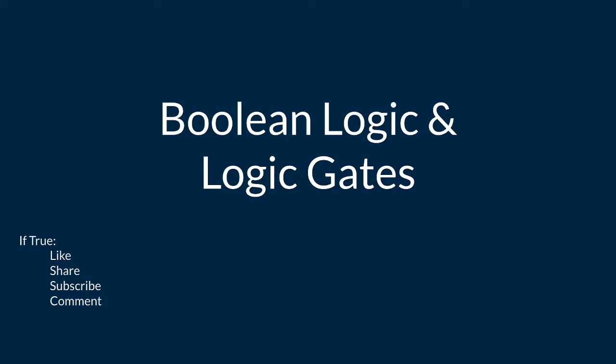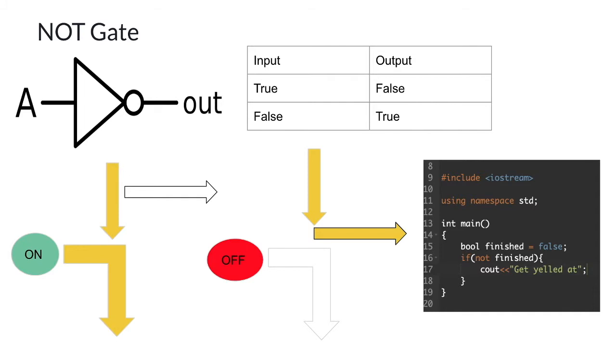So right off the bat, the first thing you need to know is that Boolean logic is something that will run if something is true. It could be something simple like an if true statement, or something even more complex that we're going to get to right now. The first type of logic gate that we will be exploring is called a NOT gate.